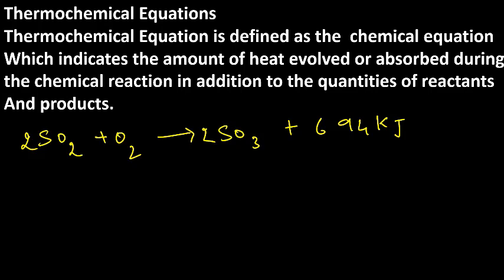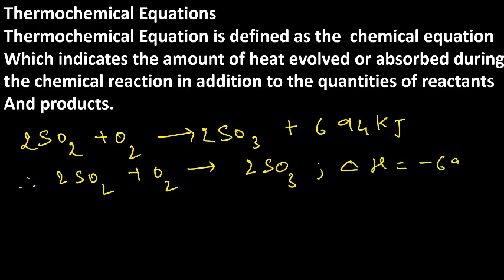Here, plus indicates heat is evolved. Heat evolved means it is an exothermic reaction. For an exothermic reaction, delta H is negative. Therefore, 2SO2 plus O2 gives 2SO3, delta H is equal to minus 694 kilojoules. So, this is the thermochemical equation.